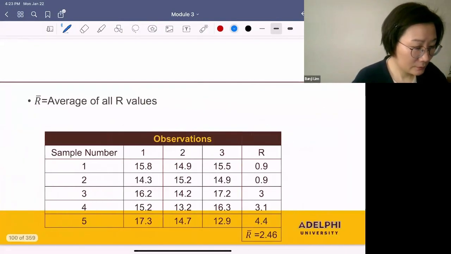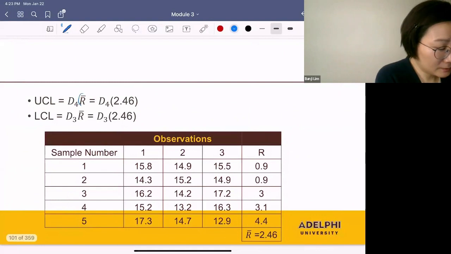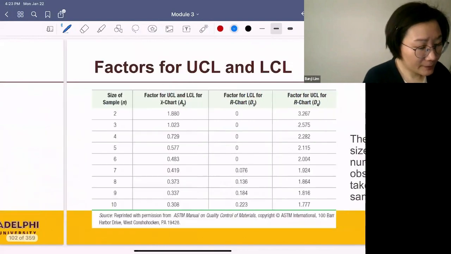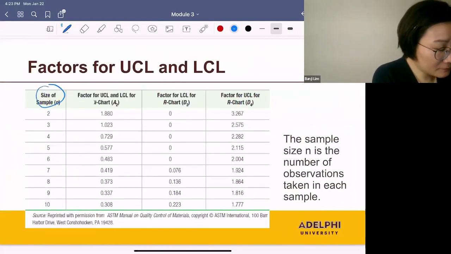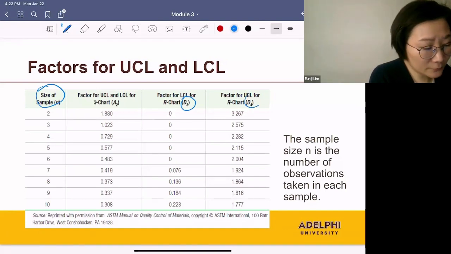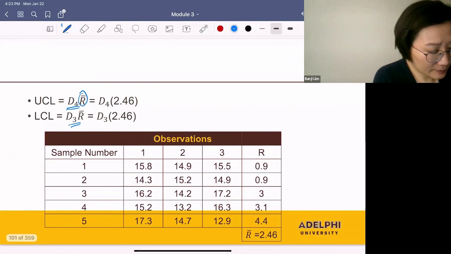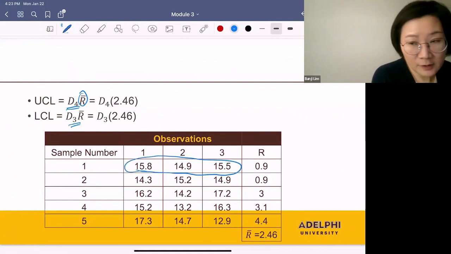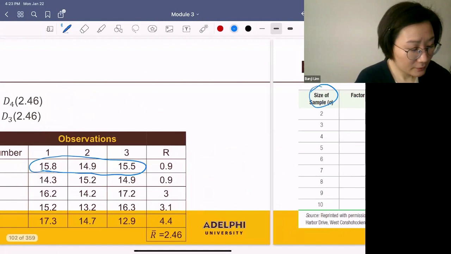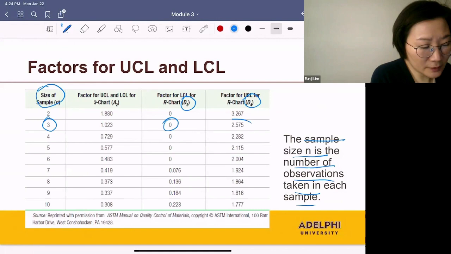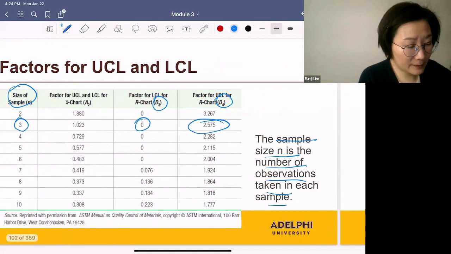So that's R bar. Now, how can you find D3 and D4? We can find them in this chart. We have the size of the sample. Depending on the size of the sample, we can find D3 and D4. The sample size is the number of observations in each sample. So in our data set, how many observations did we take in each sample? 3. So the sample size is 3. So in that case, D3 is 0 and D4 is 2.575.